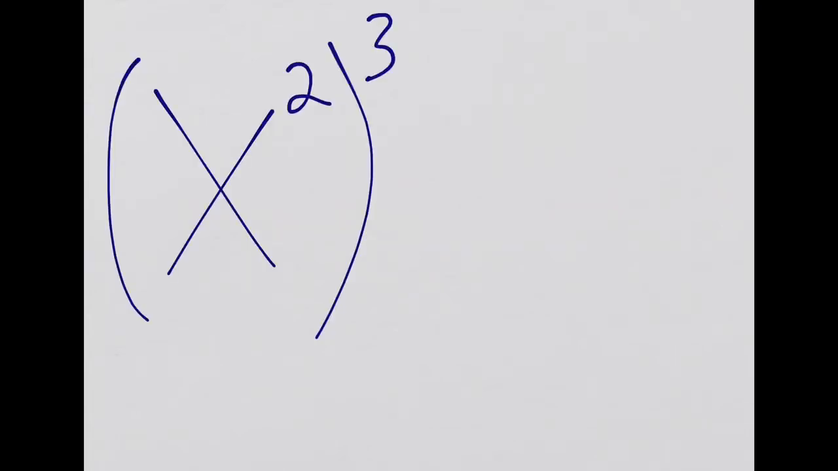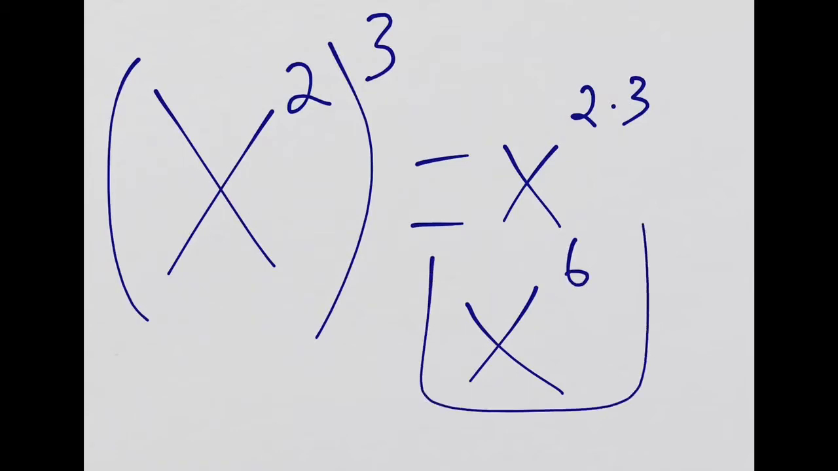The next concept, working with exponents, is a rule called power to a power. And this occurs when we have a base like x that is squared inside of parentheses. And notice outside of the parentheses we have an exponent of 3. So this is x squared to the third power. To simplify this, we multiply. So it becomes x to the 2 times 3, or x to the sixth.